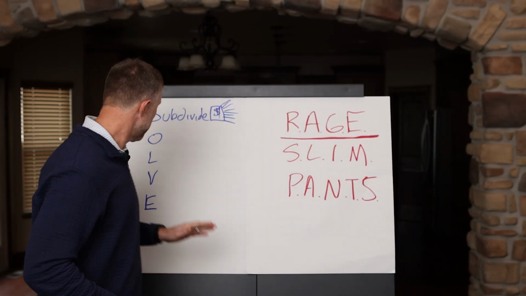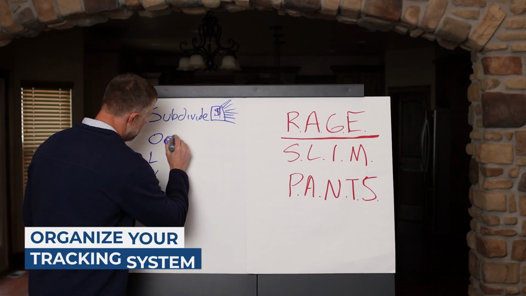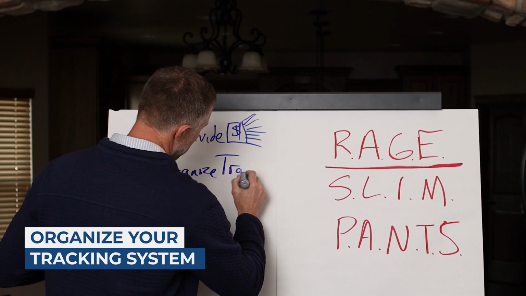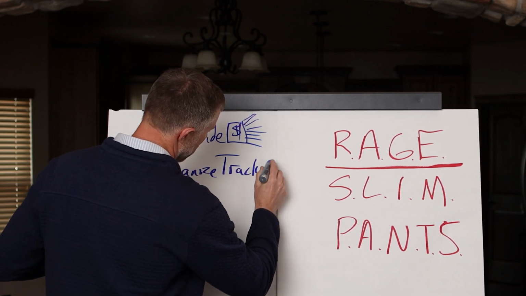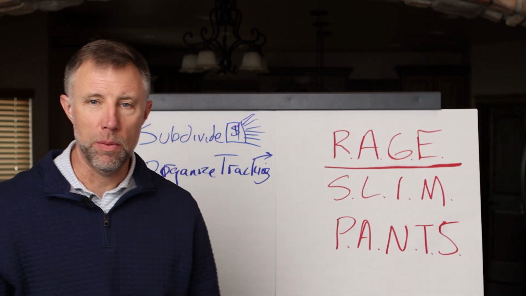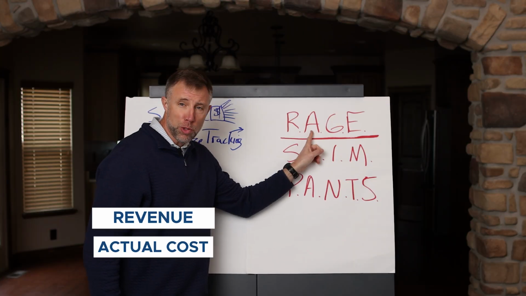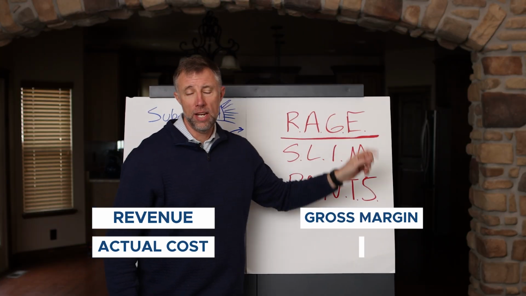The second element we're going to do to solve our cash flow problems is begin to organize a tracking system. With our tracking system, I want to look at our RAGE SLIM PANTS methodology. What does that mean? Well, let's start with the RAGE. The RAGE is your total revenue, your actual cost, your gross margin, and your expenses.